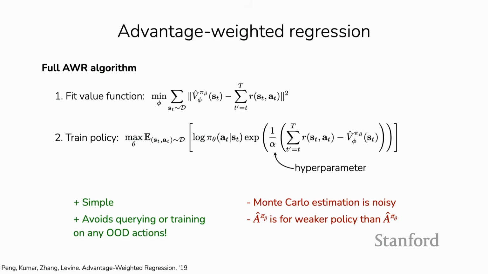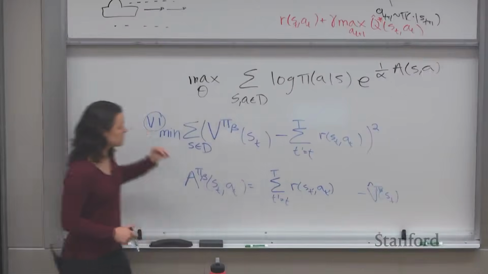So the question is, is this always close to zero? And why not? Because you're trying to fit your value function to the empirical sum of rewards, and then we're taking the sum of rewards and subtracting the value from it.